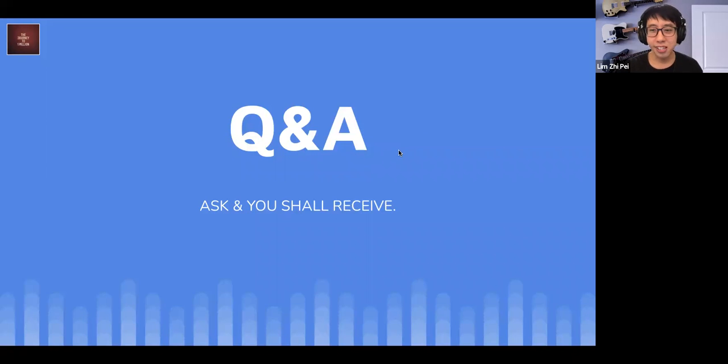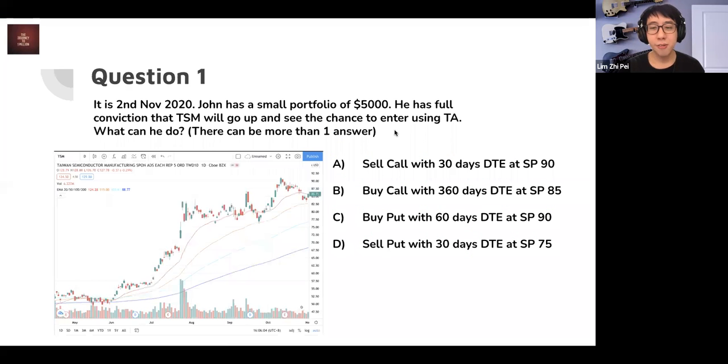Okay, if no question, I will jump to the next section where I will be asking questions. So question one: it is 2nd of November 2020. John has a small portfolio of 5,000. He has full conviction that TSM will go up and sees the chance to enter using TA. In the chart below, at 2nd of November, the stock price of TSM is 85.7. So what can he do in this case? There can be more than one answer.